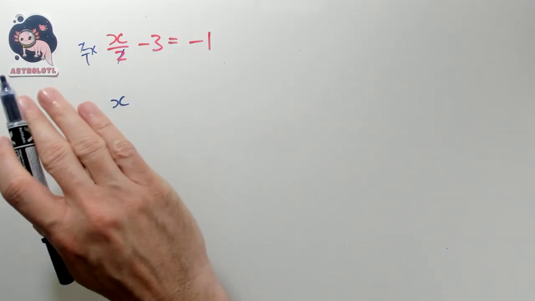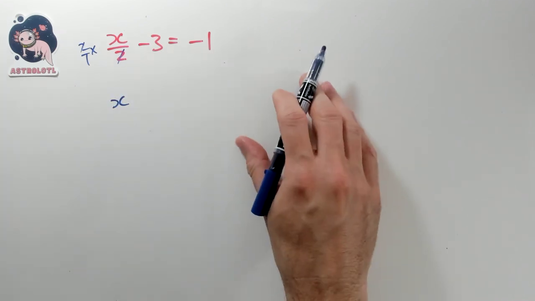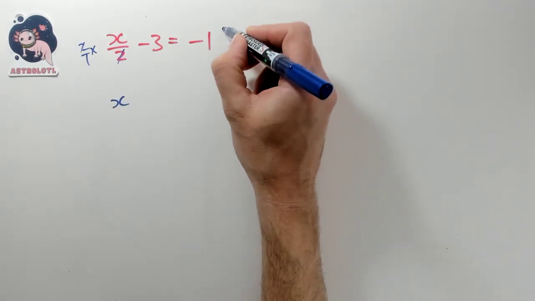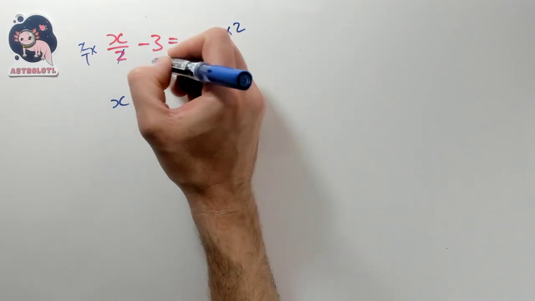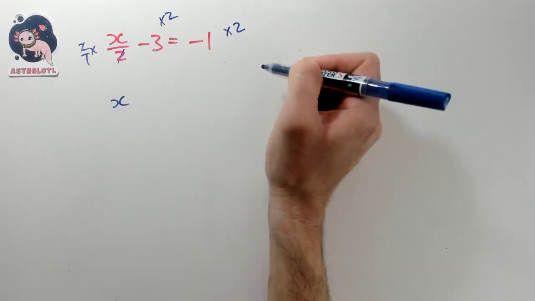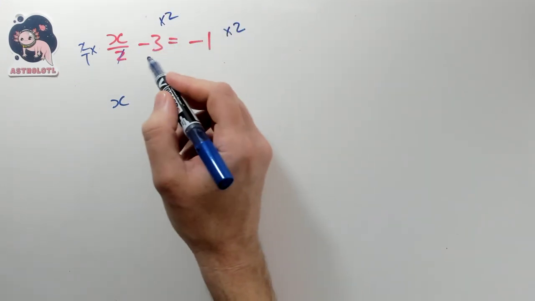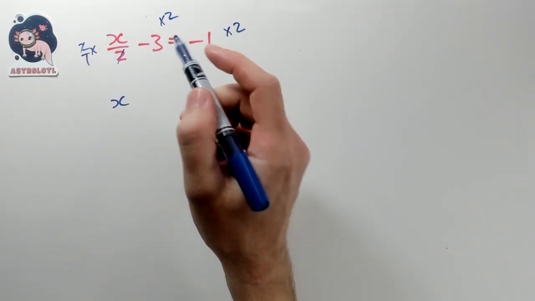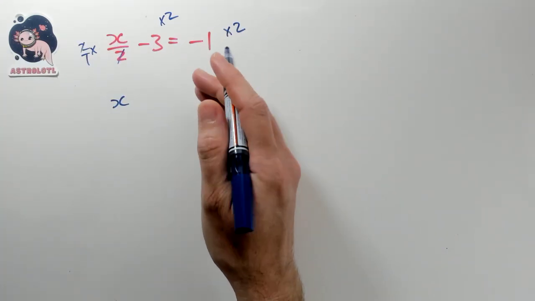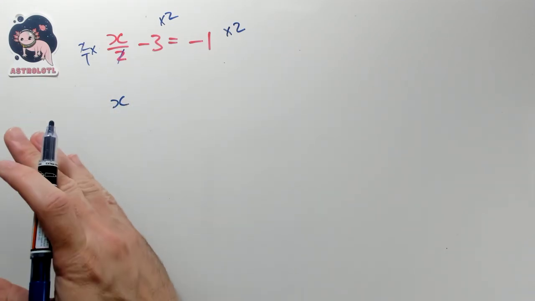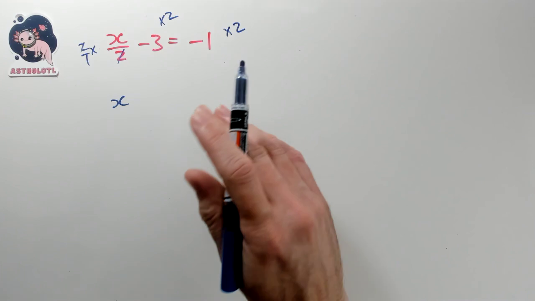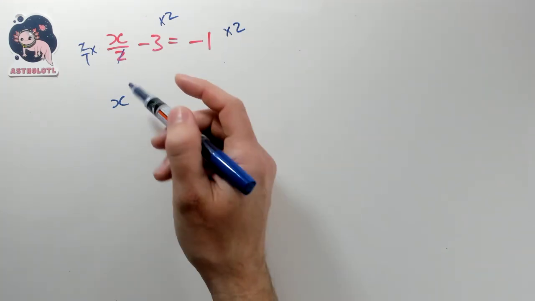It's not just one side and the other side. It's every single term. So I can't just multiply this side by 2. I have to actually multiply this negative 3 by 2 as well. So x times 2, everything should be multiplied by 2, and that might be a little confusing because we said we only do on one side what we do on the other side. But if we have multiple terms, every single one of those terms has to be doubled in this case.